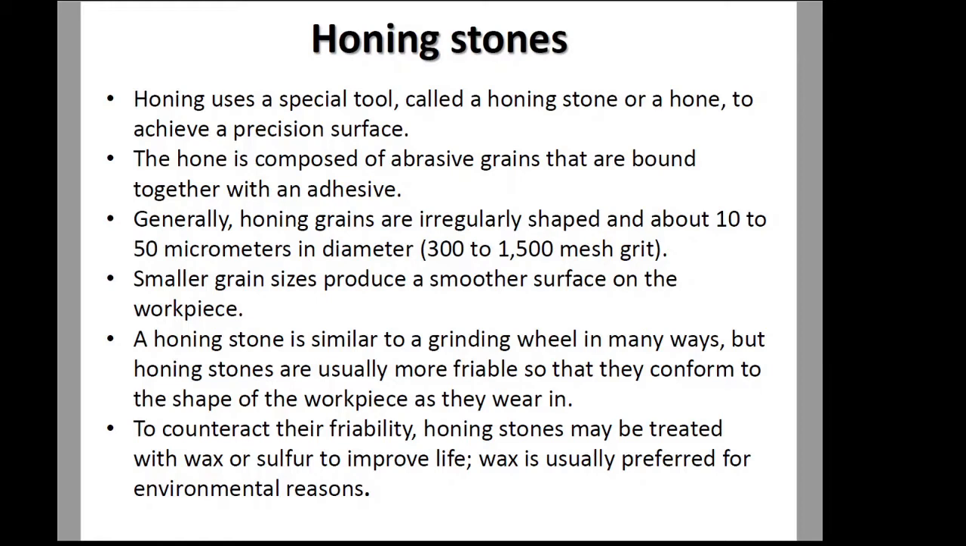But honing stones are usually more friable. Friable in the sense they can easily be crumbled. They will easily wear out and conform to the shape of the workpiece. Since honing stones are friable, to improve their life, honing stones are usually treated with wax and sulfur. As the grain size of abrasives in the honing stone decreases, the surface finish of the workpiece improves.